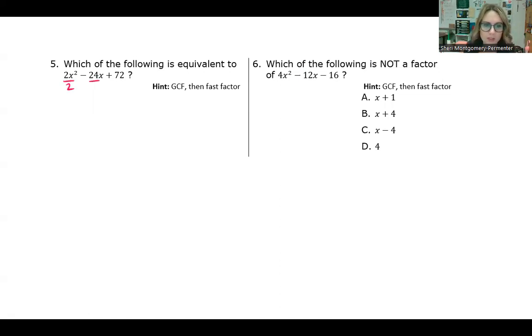So this one we will divide by 2, divide by 2, divide by 2. The 2 does not disappear. It gets rewritten out in front. 2 divided by 2 is 1, so I have X squared. That makes me happy. 24 divided by 2 is 12. What's 72 divided by 2? 36. So now we can fast factor the stuff that's on the inside.